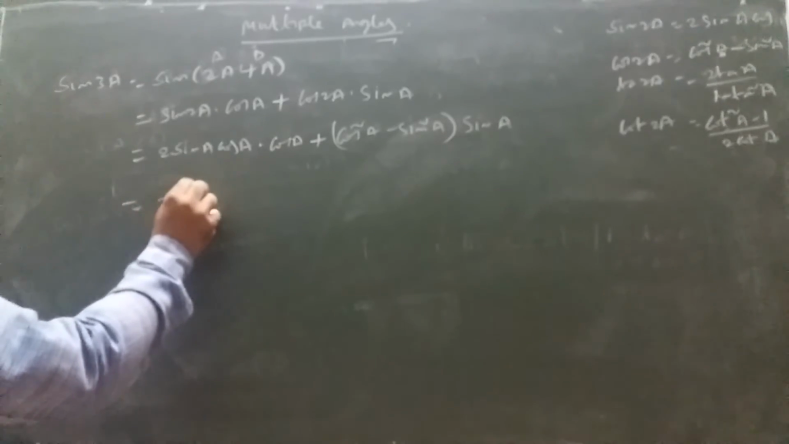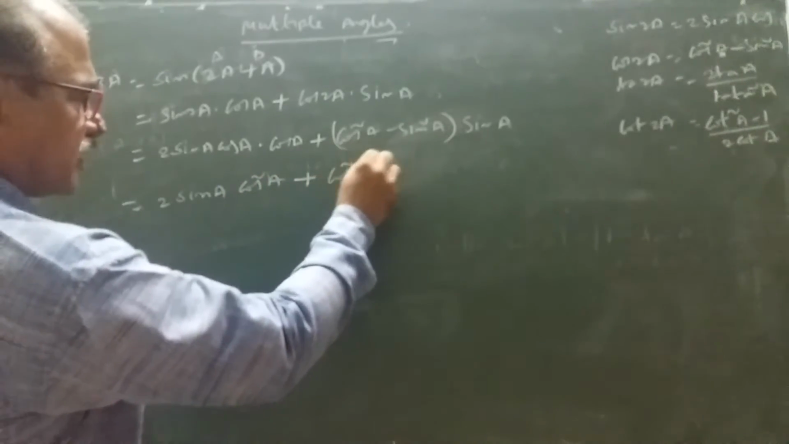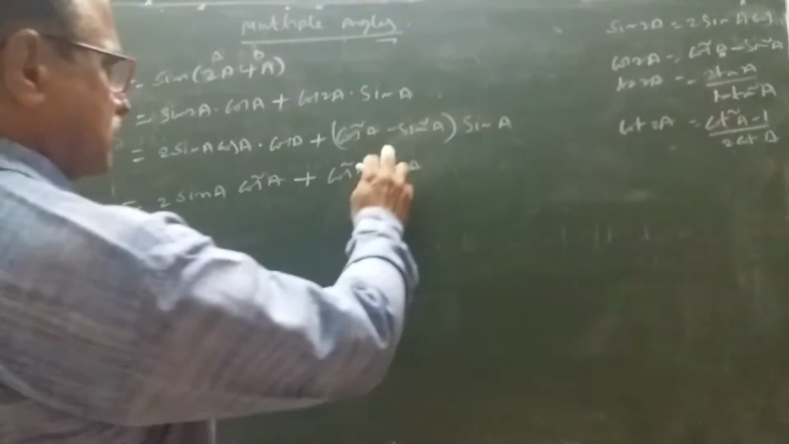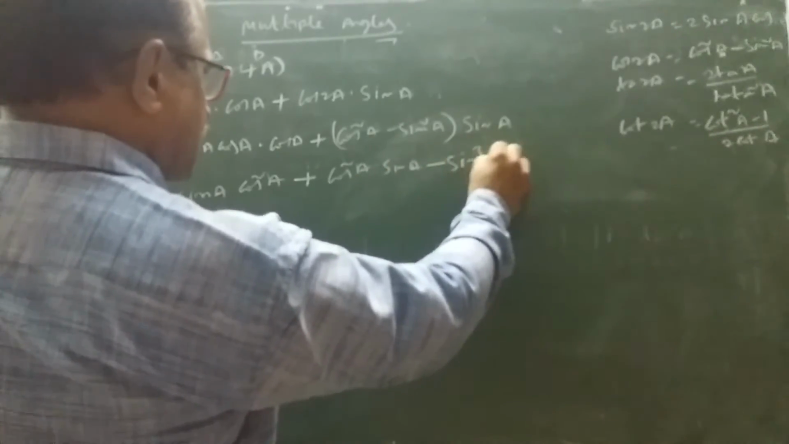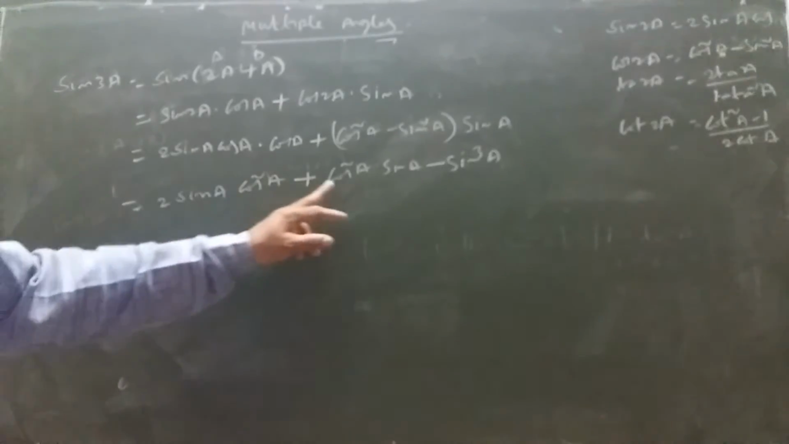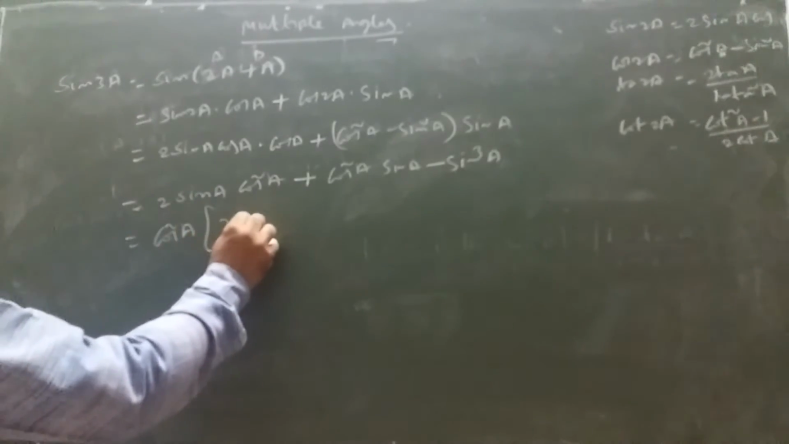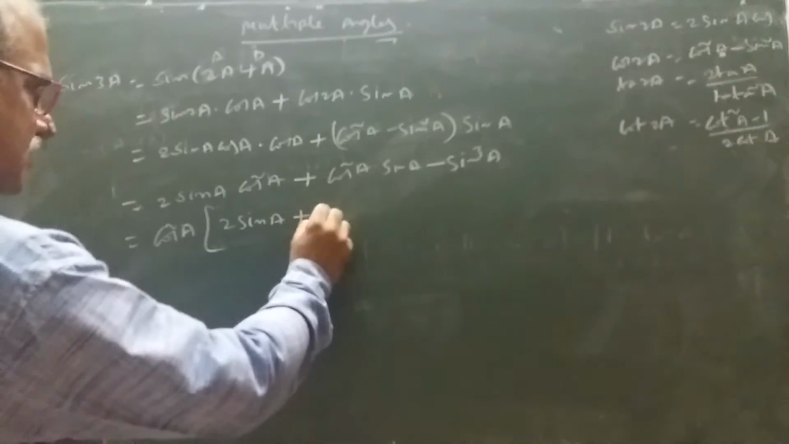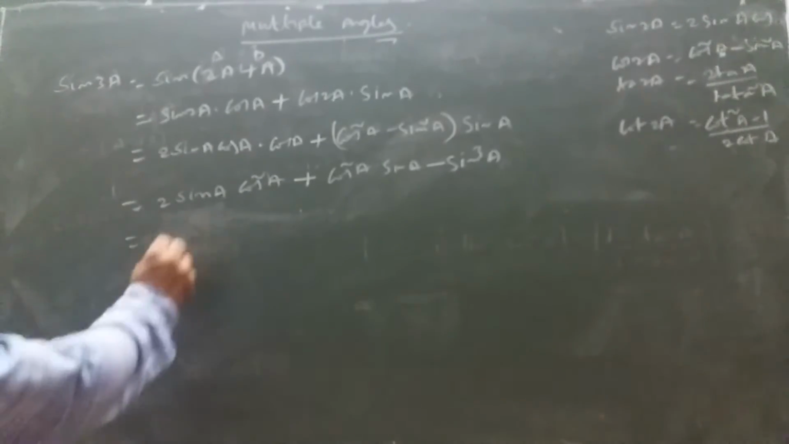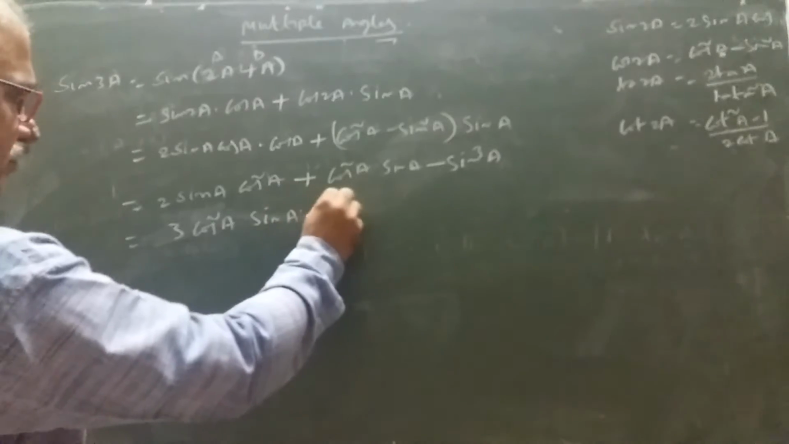That is equal to 2 sin A cos square A plus cos square A sin A minus sin cube A. By taking cos square A as common in these, we write 2 sin A plus sin A, so we get 3 cos square A sin A minus sin cube A.